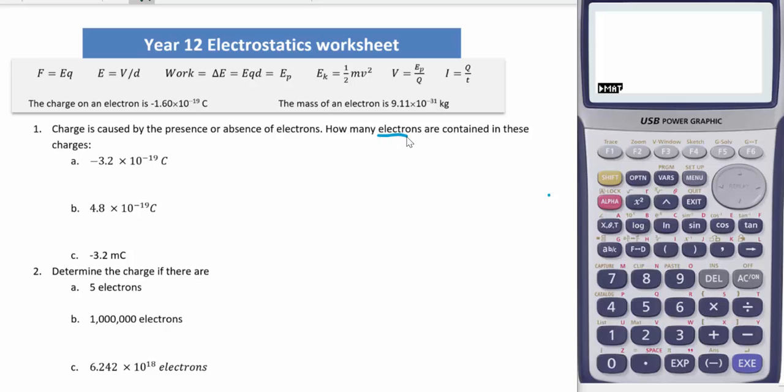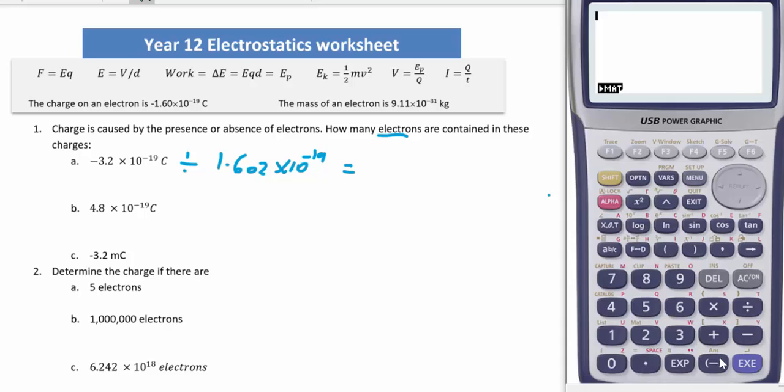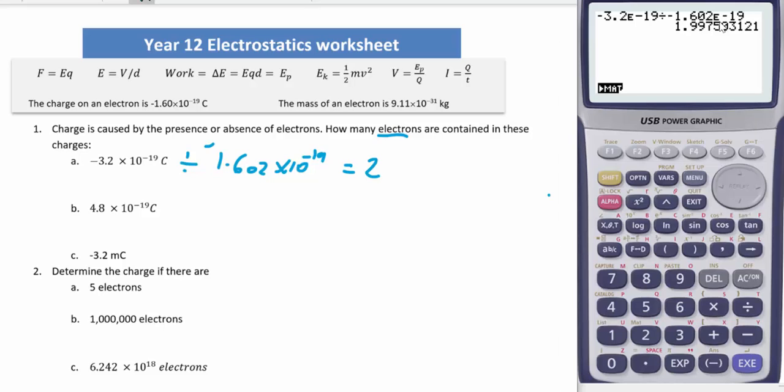How many electrons are contained in this? Well, this is a negative number, so we know that it is an electron. And we know the charge on an electron is 1.602 times 10 to the minus 19. And so we just simply type those numbers into our calculator, and we push execute, and we get 2. So there are 2 electrons in this one.